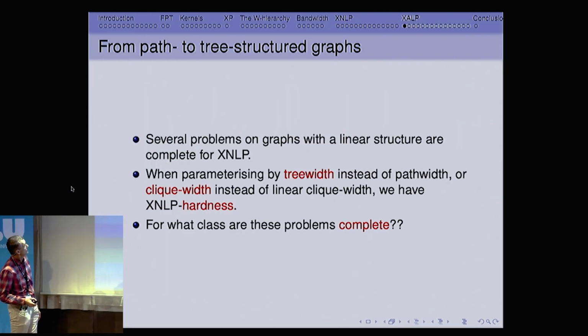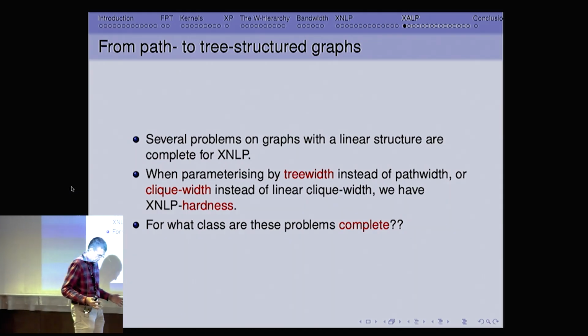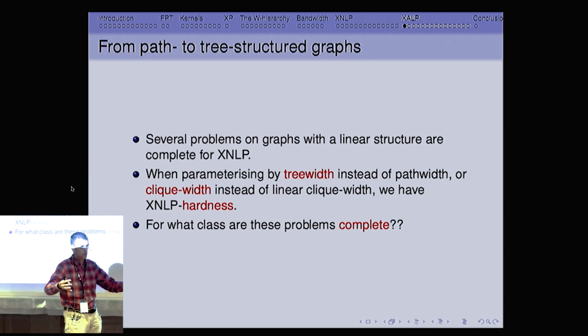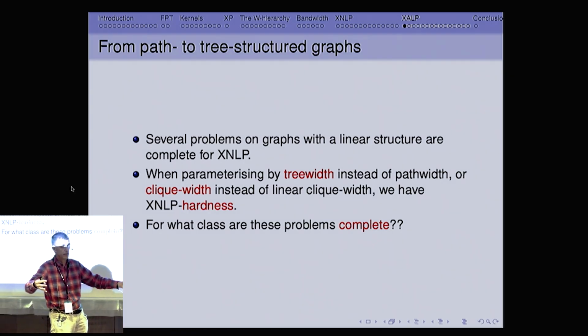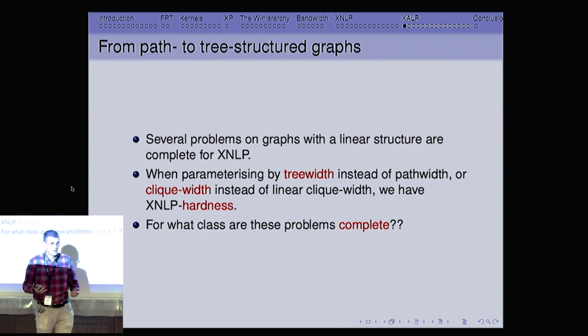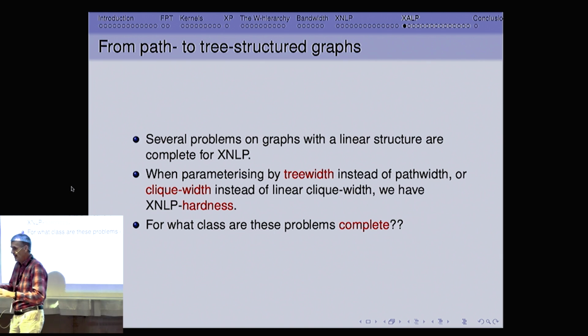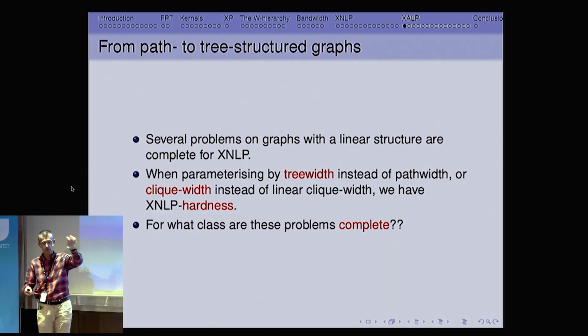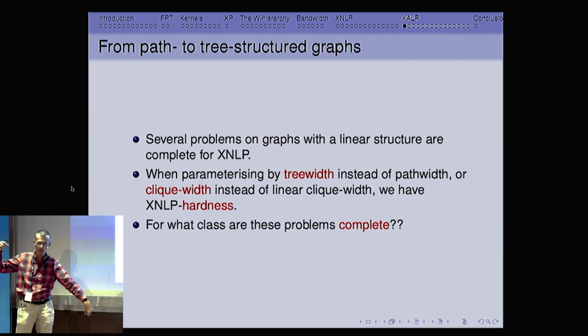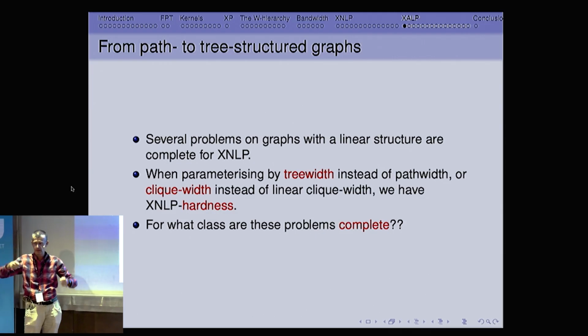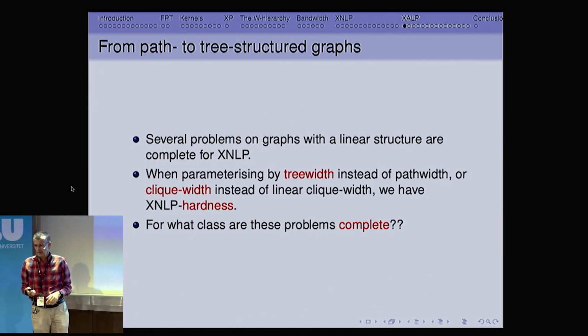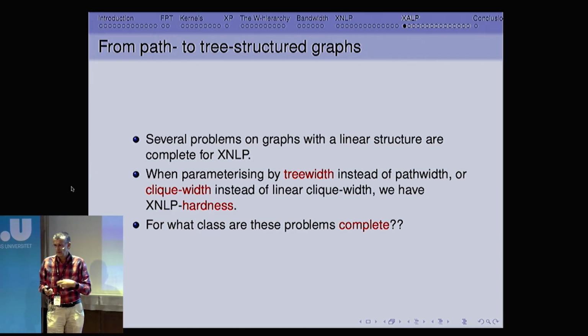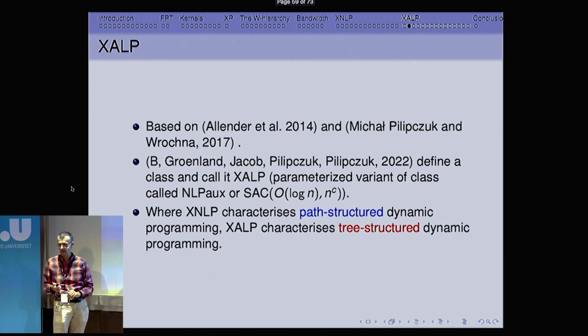Okay, so many of these problems parameterized by path width are complete for XNLP. But then the question, of course, and you know what question I will ask: what about tree width? What happens if you parameterize by tree width? The dynamic programming for tree width has a different structure. For path width, you compute one by one by one. For tree width, you have a tree. You compute something on the left, something on the right, and you combine it up. So this is probably different. You can take tree width or clique width or other tree-type parameters, and then the question is, for what class are these problems complete?